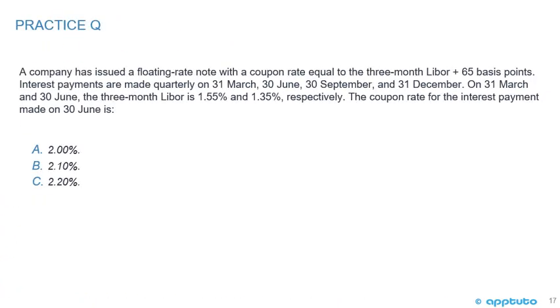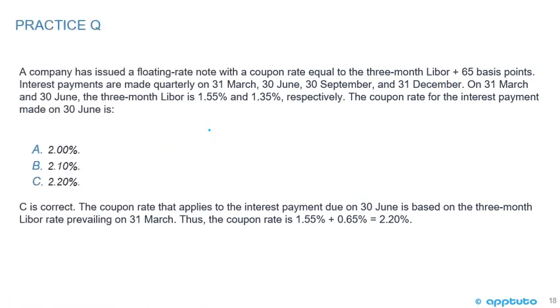So let's do a practice question to consolidate our understanding on that. A company has issued a floating rate note with a coupon rate equal to 3-month LIBOR plus 65 basis points. Interest payments are made quarterly on 31st of March, 30th of June, 30th of September, and 31st December. On 31st March and 30th June, the 3-month LIBOR is 1.55% and 1.35% respectively. The coupon rate for the interest payment made on 30th of June is A, 2%, B, 2.1%, or C, 2.2%.